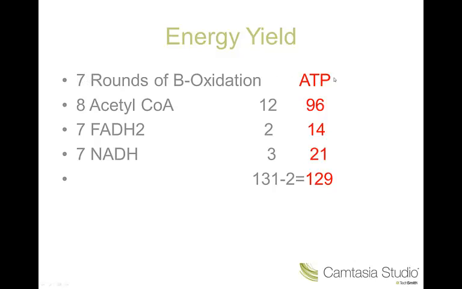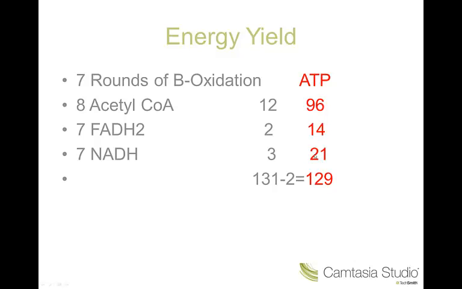7 rounds of beta oxidation are going to be required to fully oxidize our fatty acid into acetyl-CoA. We're going to generate 8 acetyl-CoA. A single molecule of acetyl-CoA generates roughly 12 ATP, so our net ATP from acetyl-CoA is going to be 96. FADH2 produces 2 ATP, so we're going to generate a total of 14 ATP. NADH also generates 3 ATP, so we're going to generate a total of 21 ATP.